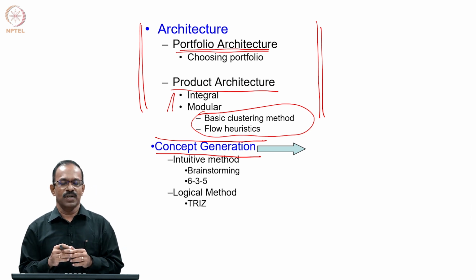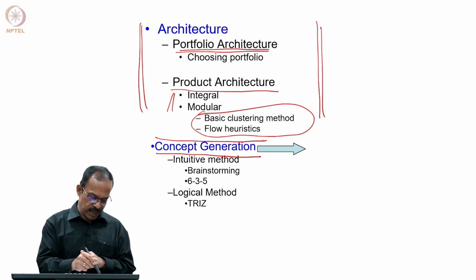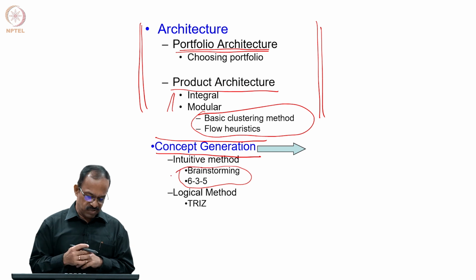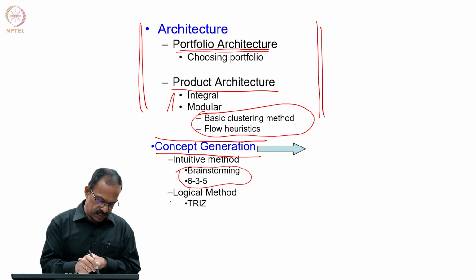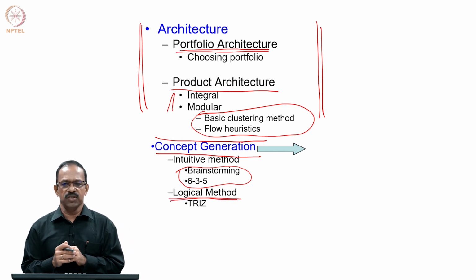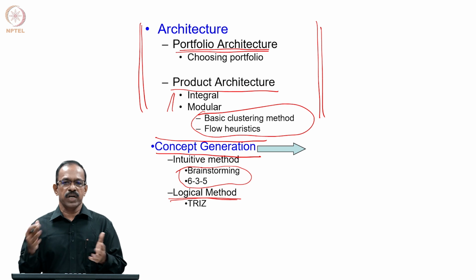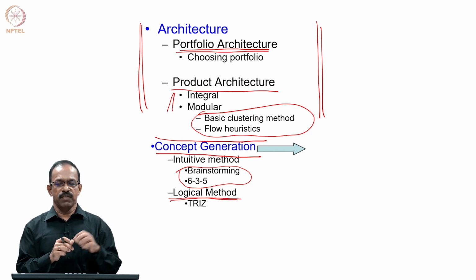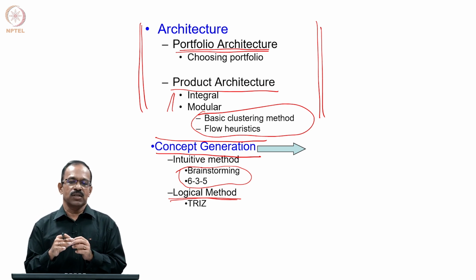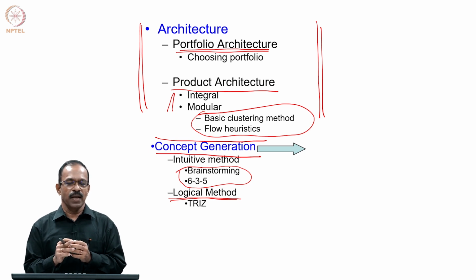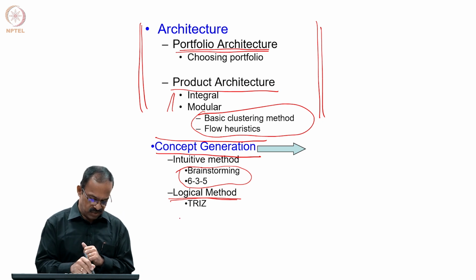There are two types of exercises. One is the intuitive mode, the other one is the logical mode. In the intuitive method we have brainstorming, 635, and we talked about the gallery method also. And then we found that there is a logical method which is known as TRIZ or TIPS, which looks at the design problem as a contradiction between two engineering parameters, and whenever there is a contradiction between two engineering parameters there are standard solution methods to solve the problem, and using a contradiction matrix we will be able to solve design problems. So, that is what we discussed.